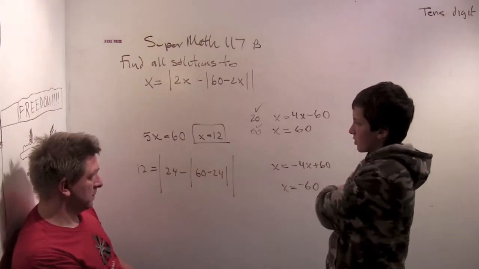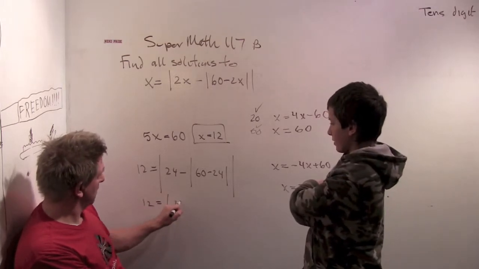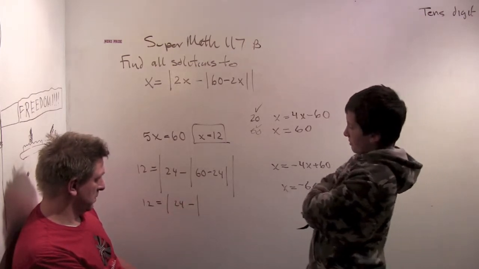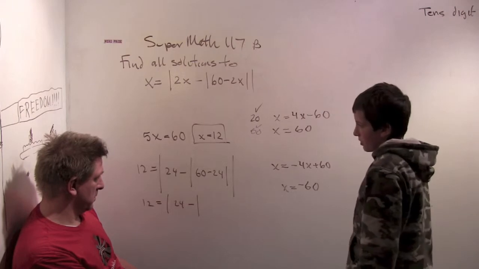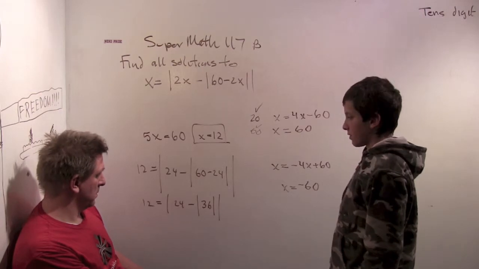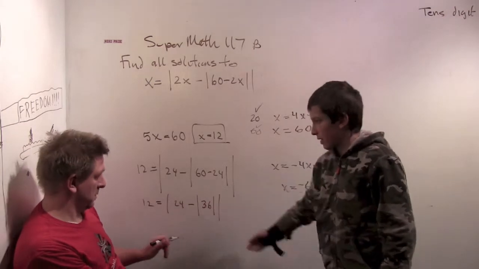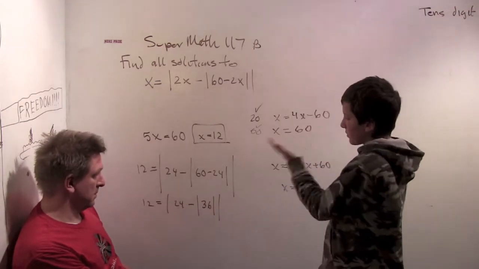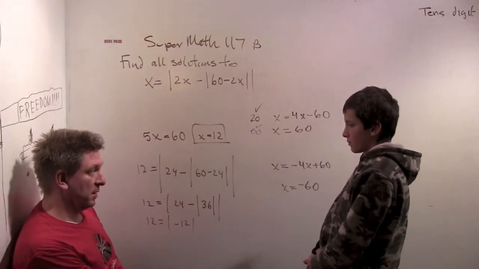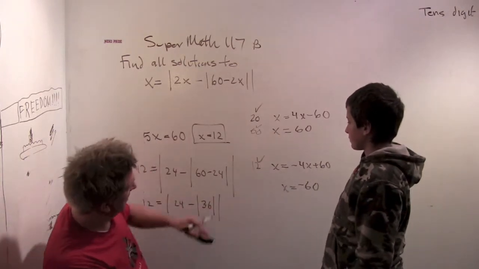Okay. So now we get 12 is the absolute value of 24, minus 60 minus 24, that's going to be 36. So 12 is the absolute value of 24 minus 36, because that turns positive. So this one works as well. So the inside of this is 12 equals the absolute value of minus 12. Then minus 12 turns positive. Okay, so 12 works.